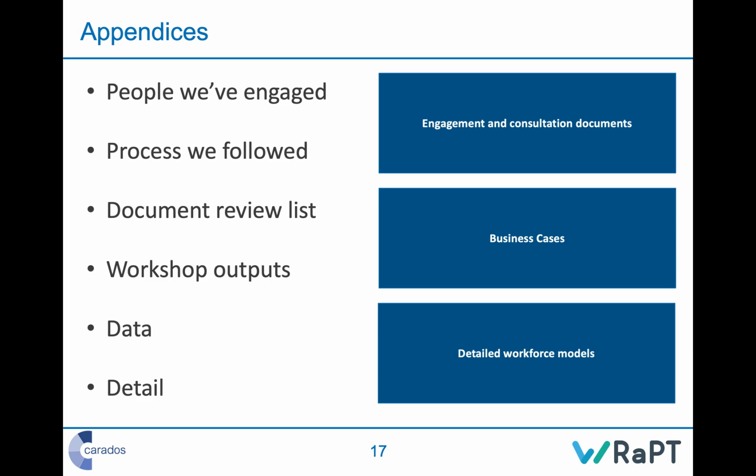A few key things that may go into bigger ones are certainly the engagement and consultation documents. So copies of those. They can often go into the business cases and options appraisals, and also detailed workforce models theoretically can go into plans. You can have a load of stuff in there. At the end of the day, what are you doing it for?